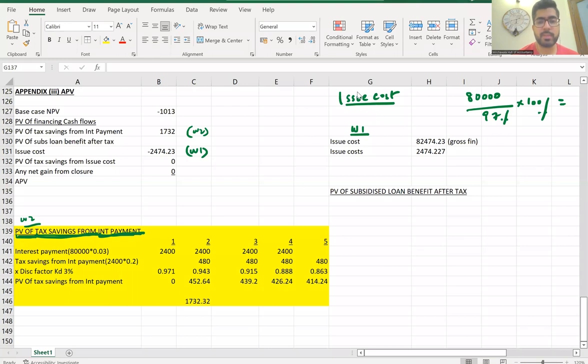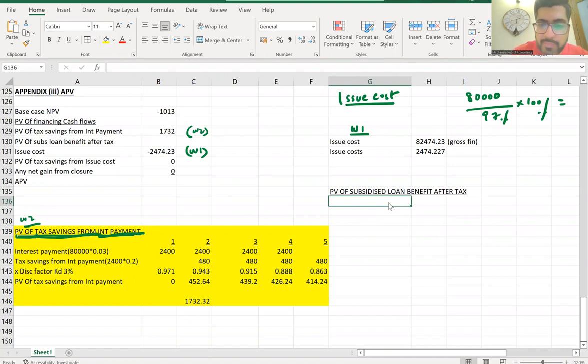Manmi, how is that possible? If the subsidized loan amount is different, the subsidized loan benefit is only on the subsidized loan portion, not the whole portion. Okay. Now do this like this.